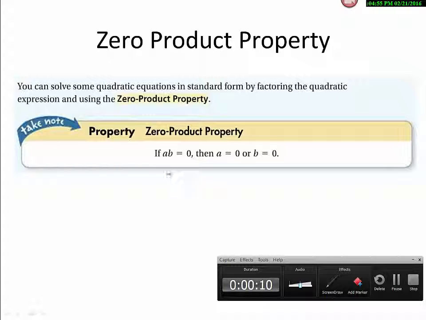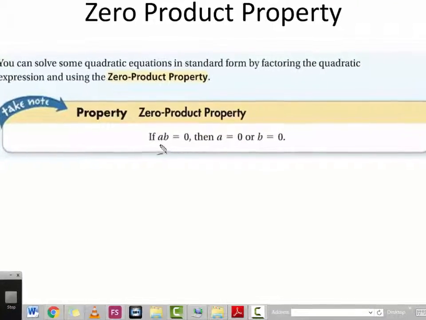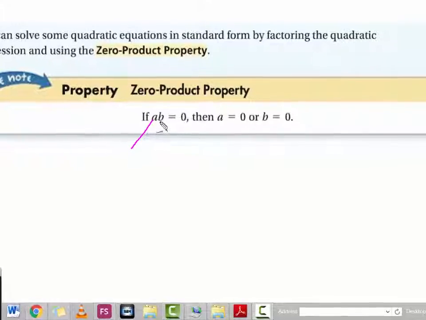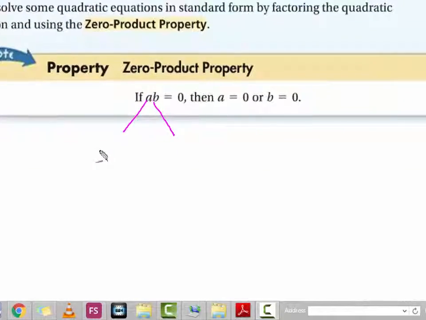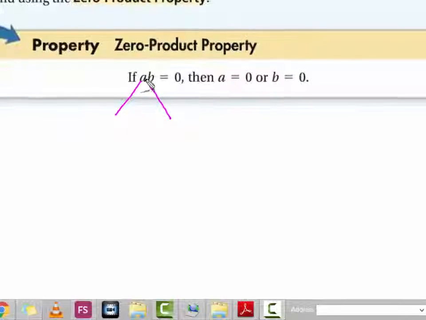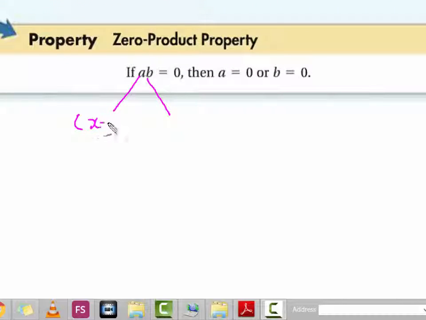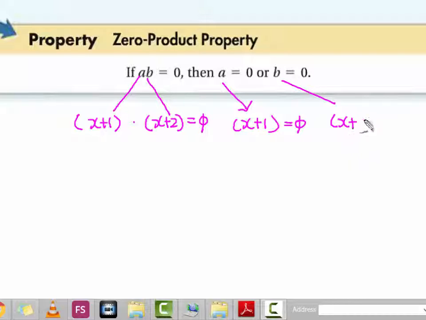Here is the zero product property. What it means is, if a times b equals 0, then a is equal to 0 or b is equal to 0. Based on the zero product property, we can expand these two variables, a and b, into algebraic expressions. For example, we can expand a to x plus 1 times b, say x plus 2, equal to 0. Then x plus 1, which is a, is equal to 0, or b, this time x plus 2, equals 0.